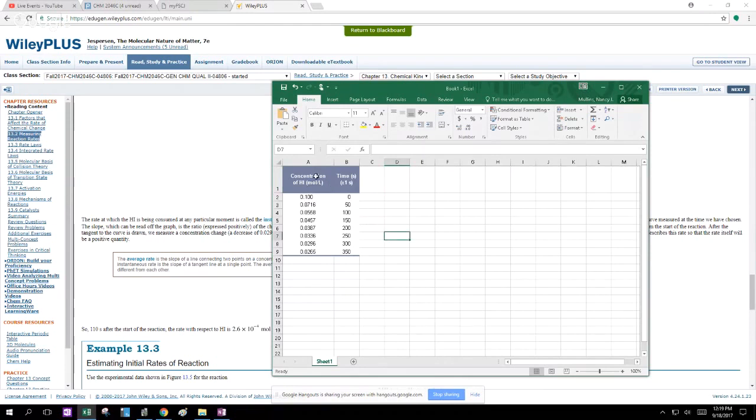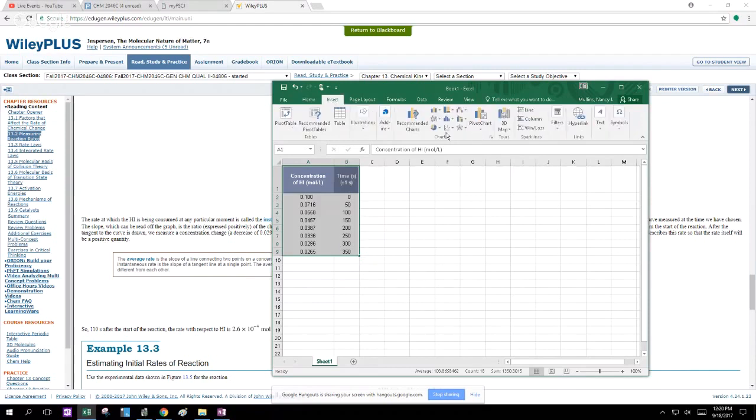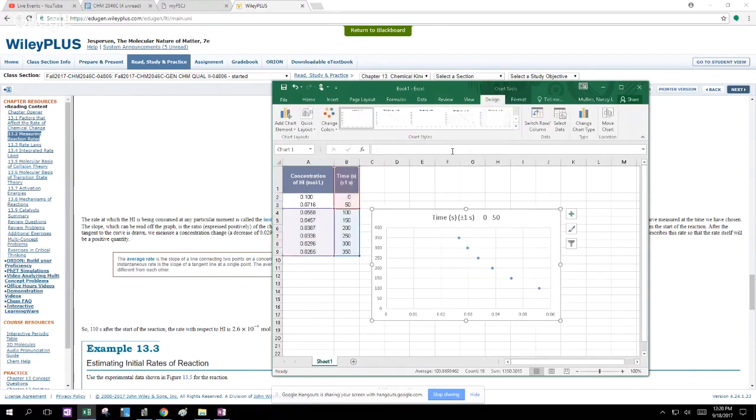And that's a second big thing. Whatever is on your x-axis should be the left column. Whatever is on your y-axis should be your right column. When you go to do your graph, you select the column and the data. If you don't select both of them, then it's going to graph oddly. Then we're going to insert a scatter graph. It'll look something like that.